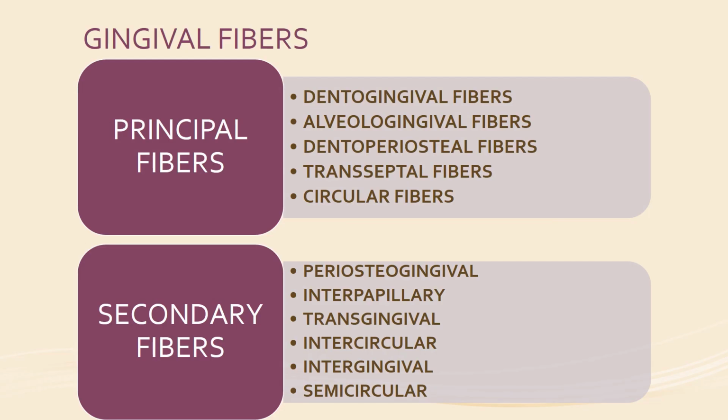Coming to the gingival fibers, there are principal fibers and secondary fibers. The principal fibers are dentogingival fibers, alveologingival fibers, dentoperiosteal fibers, transseptal fibers and circular fibers. The secondary fibers include periosteogingival, interpapillary, transgingival, intercircular, intergingival and semicircular fibers.